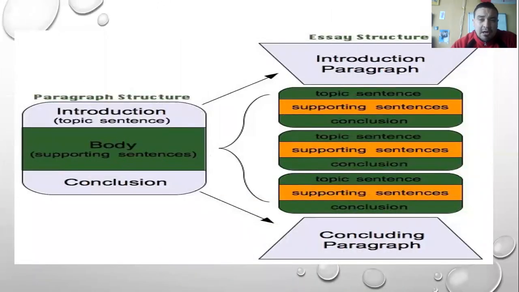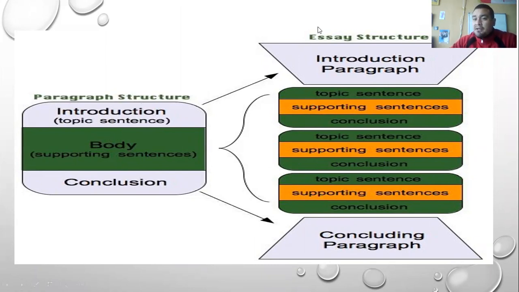Now let's have a look at the graphic of a paragraph and an essay. In here, you can have a better idea of how they look. A paragraph, like I said, has an introduction, a topic sentence, a body with its supporting sentences, and a conclusion. It's a much simpler structure than an essay.